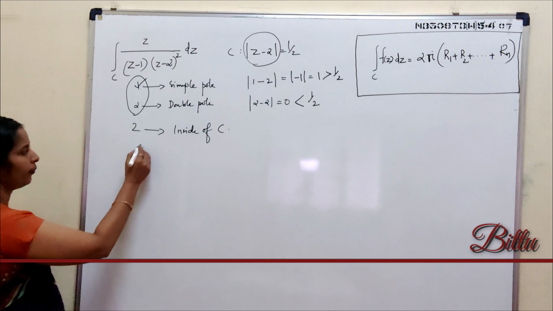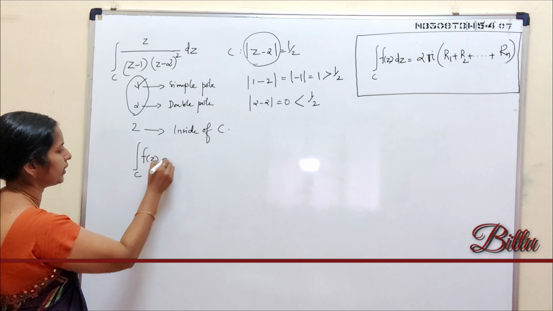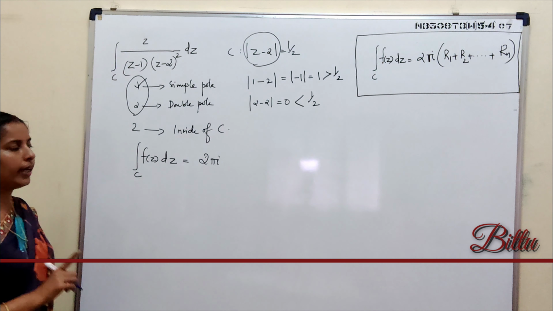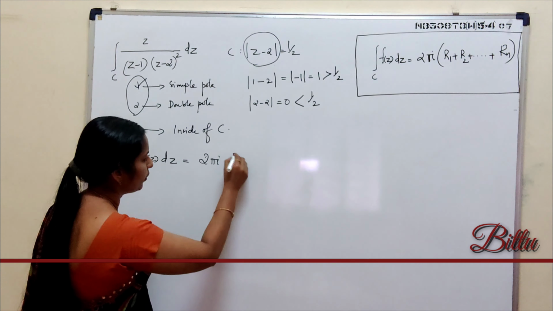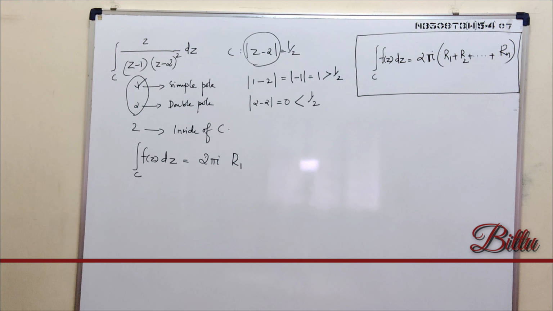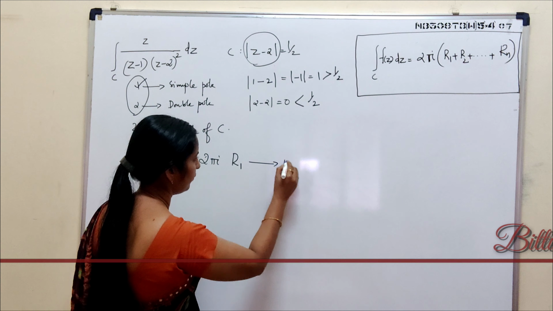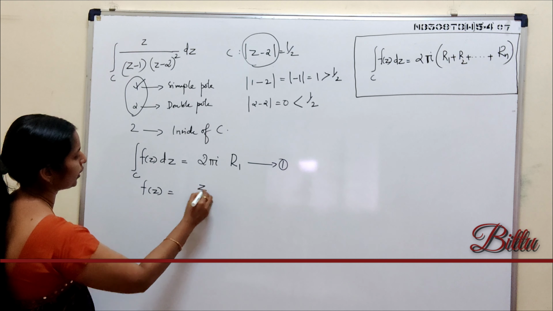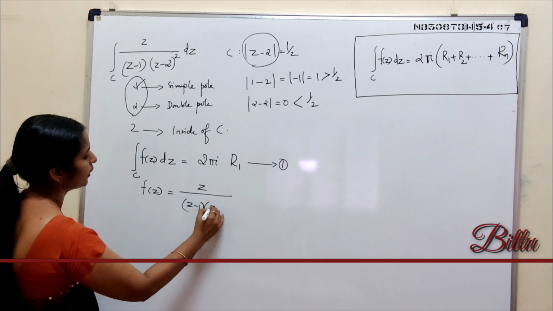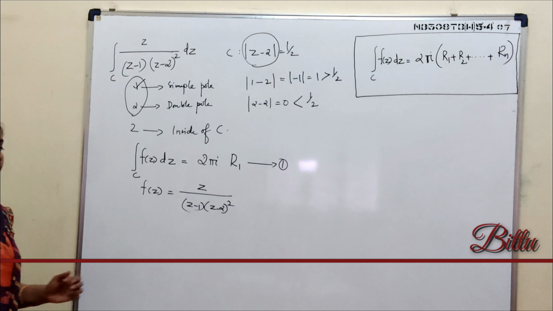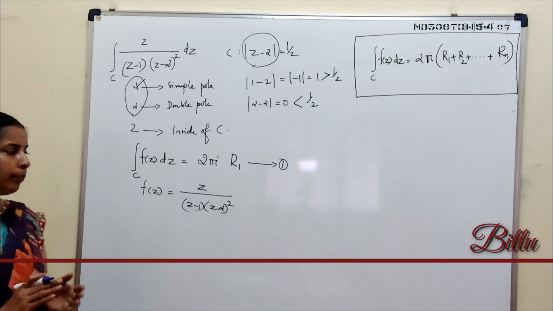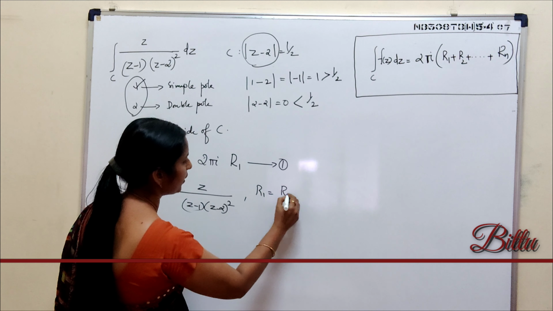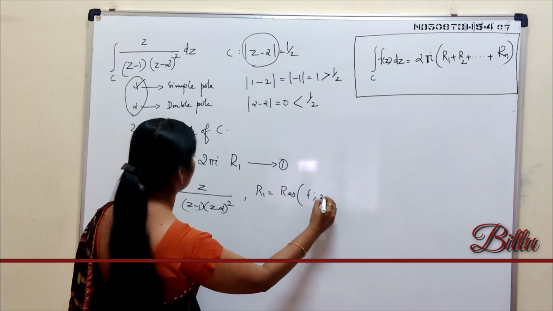So by residue theorem, integral over C f z dz is 2 pi i into, here only one singularity lies within C, so into R1. Here we have to choose f z as the given function, that is z by z minus 1 into z minus 2 the whole square. While applying residue theorem, in all questions you have to keep f z as the given function. Then here R1 is the residue of f at 2.